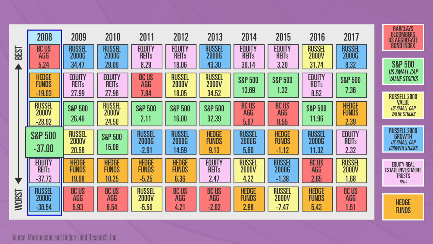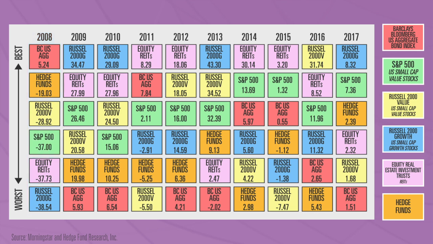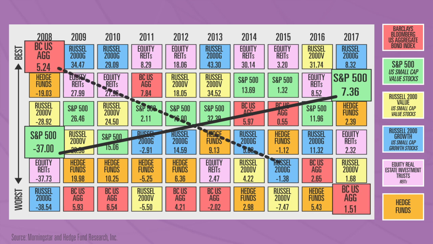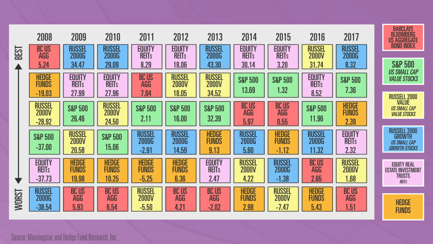But further down the column is the S&P 500, which was down 37%, as well as other assets that performed even worse than that. These patterns won't persist each and every year. Look at the pivot from 2008 to 2017. The S&P 500, which was down 37% in 2008, returned 7.36% in 2017. And the bond index, which was the best performer in 2008, fell to the bottom of the column, returning just 1.51% in 2017. And that's the point of diversification.